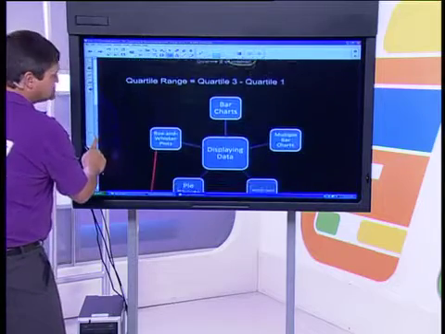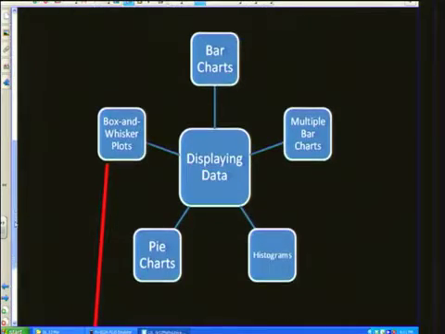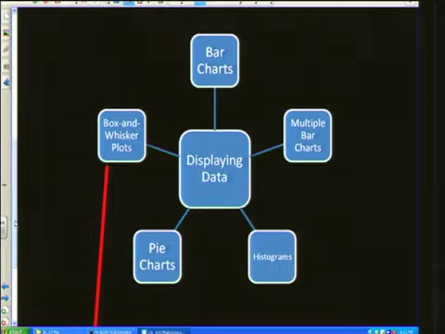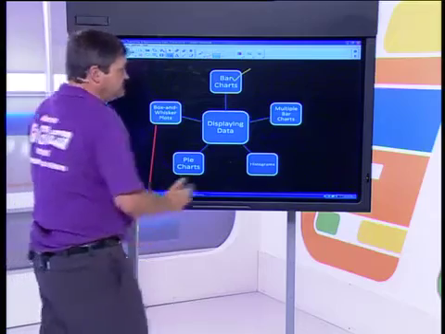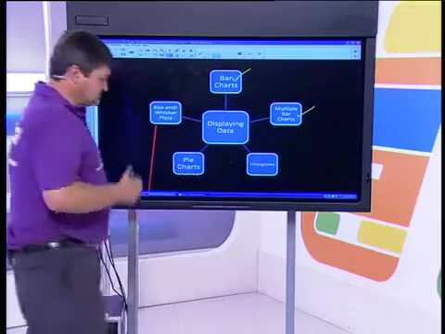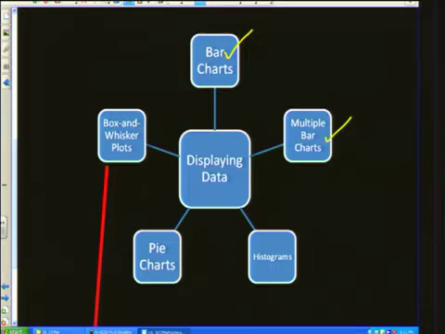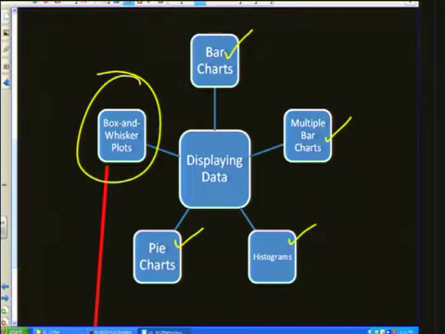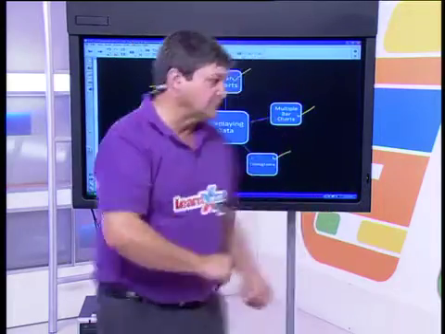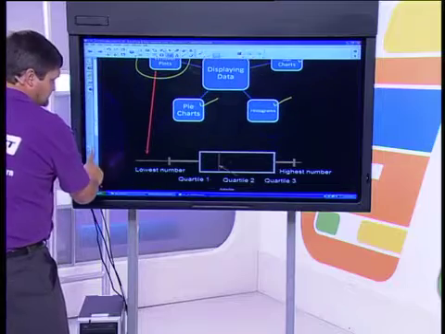Now, last week I showed you this diagram over here. And I said that we can display data using bar charts. Okay, and we covered that and we understood it. We looked at multiple bar charts, and James was quite creative in drawing his multiple bar chart. We looked at histograms. We looked at something called pie charts, but what we didn't look at was this thing called a box and whisker plot. And I said to you last week we would cover it this week, and that's exactly what we're going to do. So let's have a look at this.